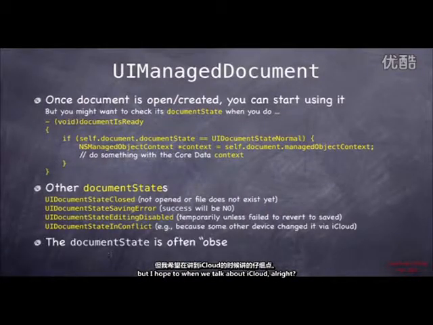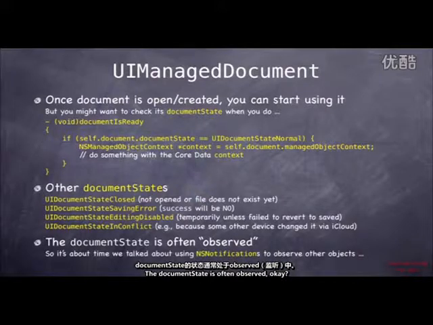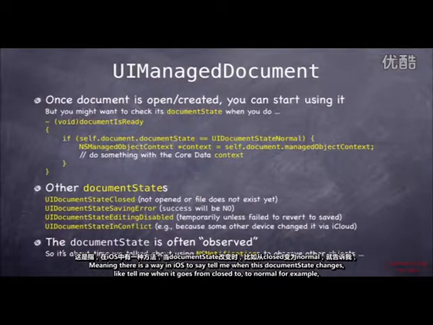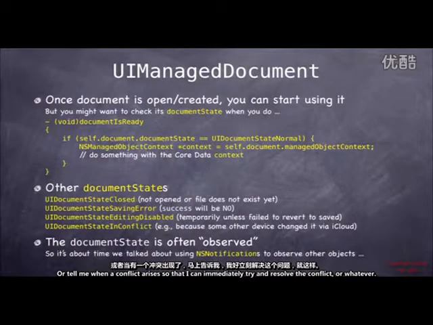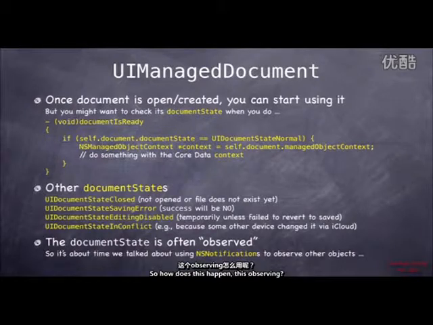All right. The document state is often observed, meaning there is a way in iOS to say, tell me when this document state changes. Like, tell me when it goes from closed to normal, for example, because then I'm going to go do something. Or tell me when a conflict arises so that I can immediately try to resolve the conflict or whatever. So how does this observing happen? It happens with a mechanism called NSNotification.